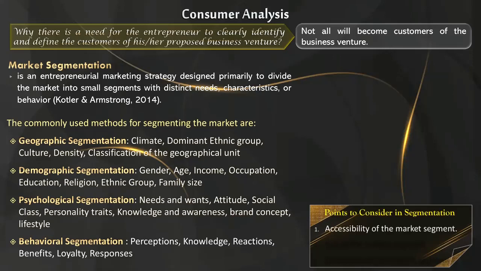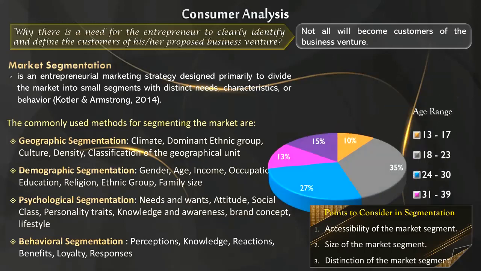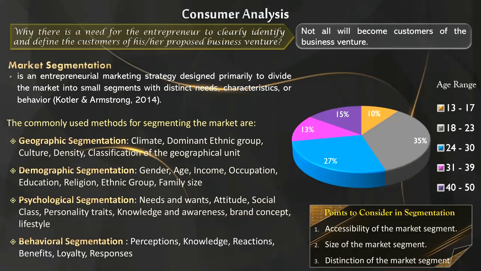First one is accessibility of the market segment, size of the market segment, and the distinction of the market segment. I have here example, let's say kani location ni population ni sa Cebu City. So 35% ang edad kay 18 to 23.